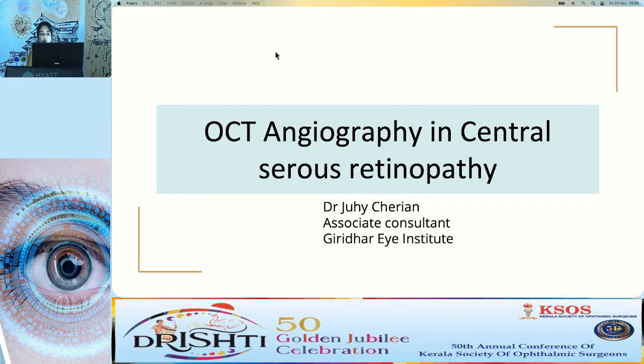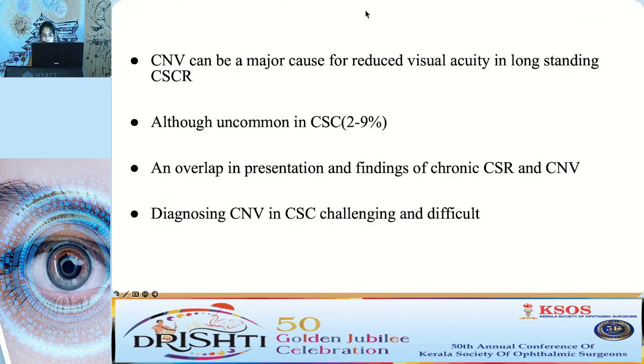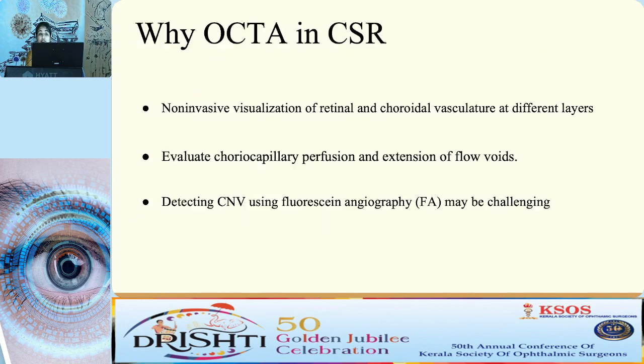So I'll be talking about OCT angiography in central serous retinopathy. OCTA is a very important diagnostic modality which has specific indications in central serous retinopathy. When a CNV happens with CSR, it can reduce visual acuity in long-standing cases. Although it is uncommon, the incidence is only 2 to 9%. The overlap in presentation between chronic CSCR and CNV can make the diagnosis very challenging.